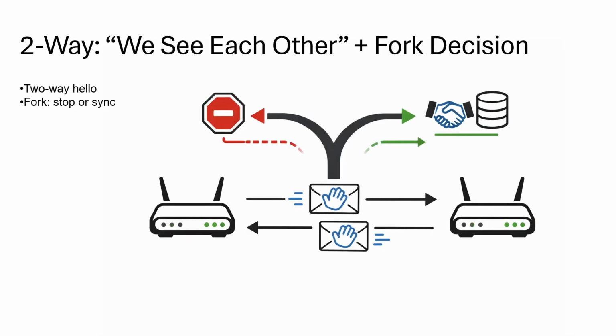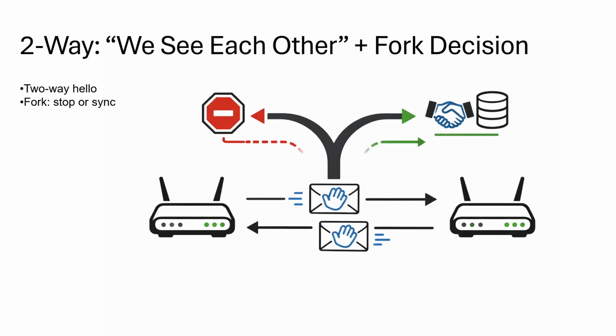Now, state 3, two-way. This means that we see each other basically. You have two-way communication: you've received a hello, and the other router's hello includes your ID in its neighbor list. That confirms that we both see each other. Packets involved are still hellos, and the key idea is that two-way is the first stable neighbor relationship state.